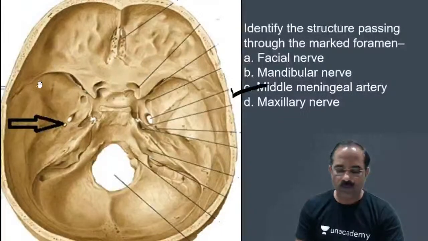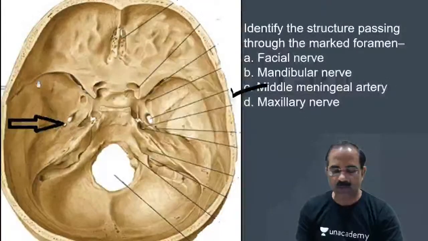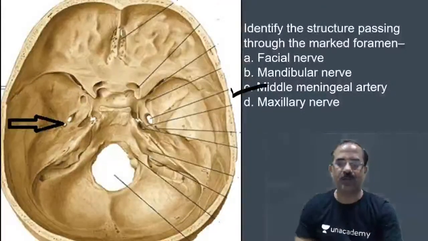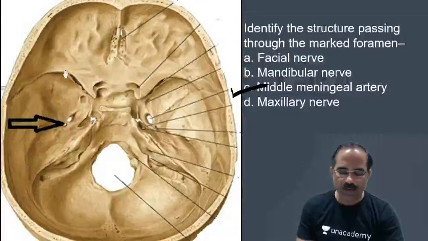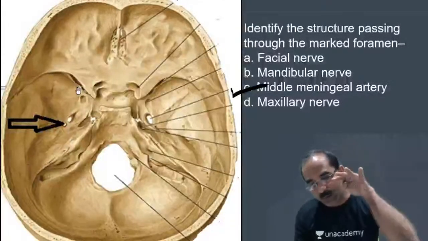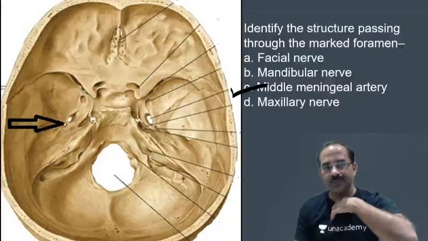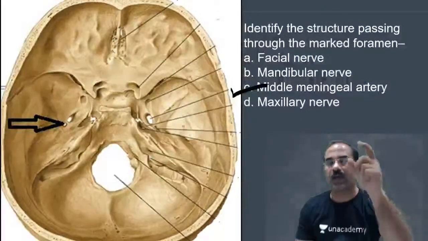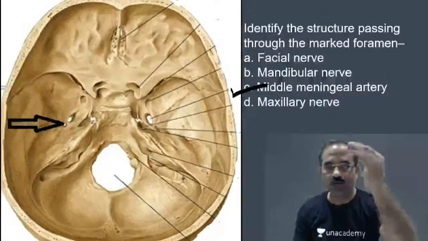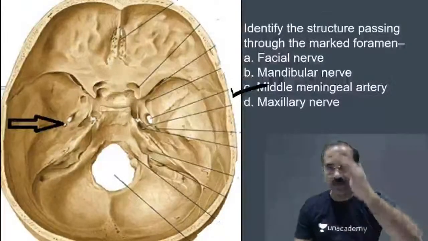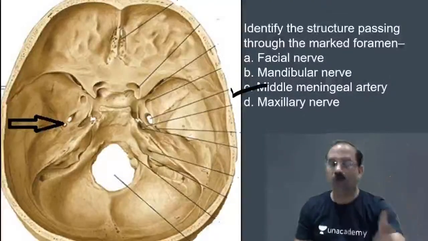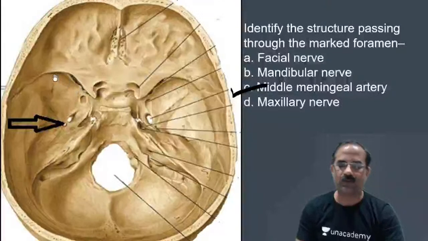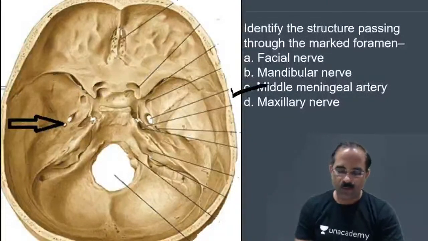That's the lesser wing of sphenoid. And just below the lesser wing of sphenoid, there's a long fissure. What's that? The superior orbital fissure. And what goes through the superior orbital fissure? The third nerve, the fourth nerve, the sixth nerve, and the ophthalmic division of the trigeminal nerve pass through the superior orbital fissure. Perfect. What is this foramen?